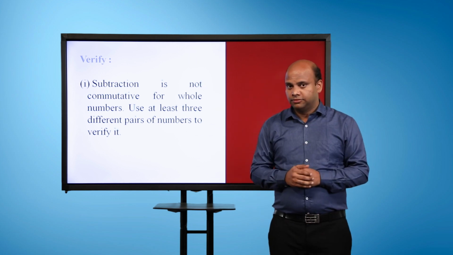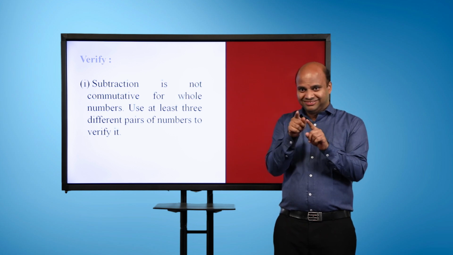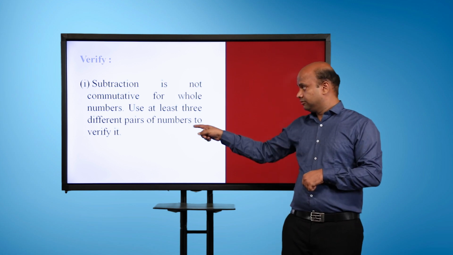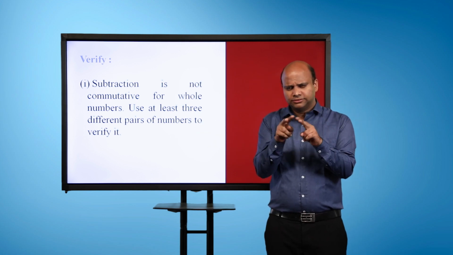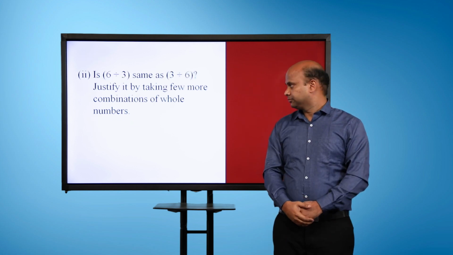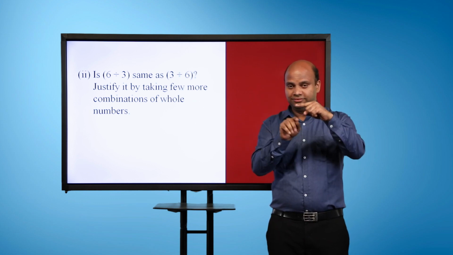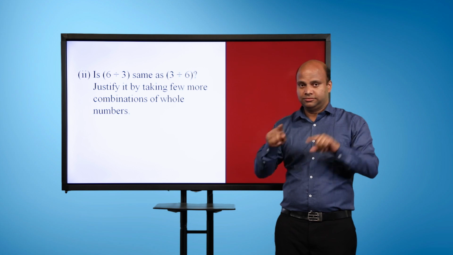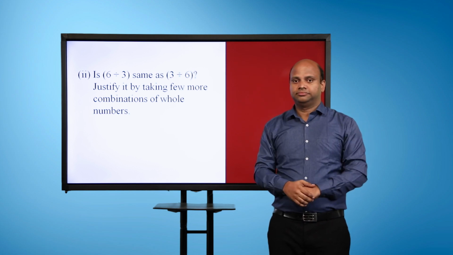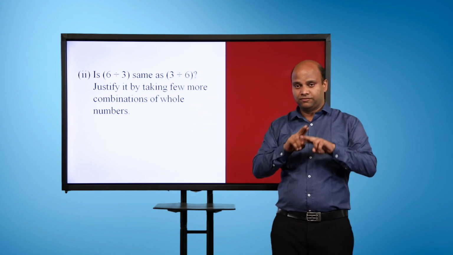Verify. 1. Subtraction is not commutative for whole numbers. Use at least 3 different pairs of numbers to verify it. 2. Is 6 divided by 3 same as 3 divided by 6? Justify it by taking few more combinations of whole numbers.